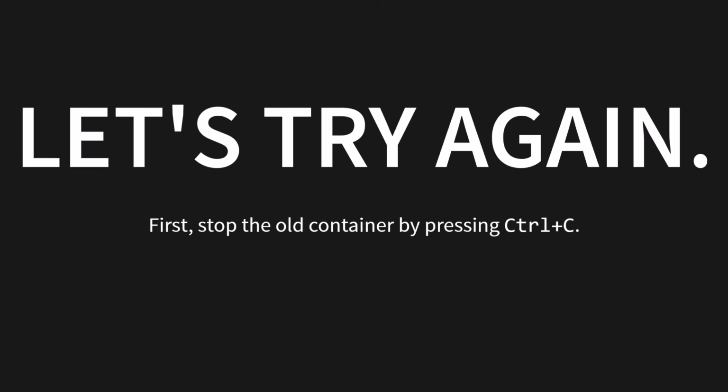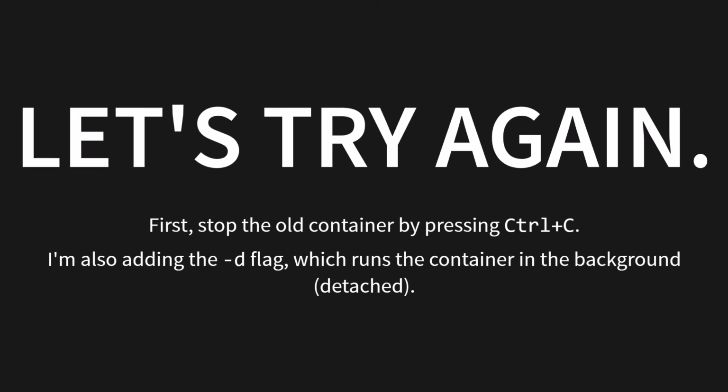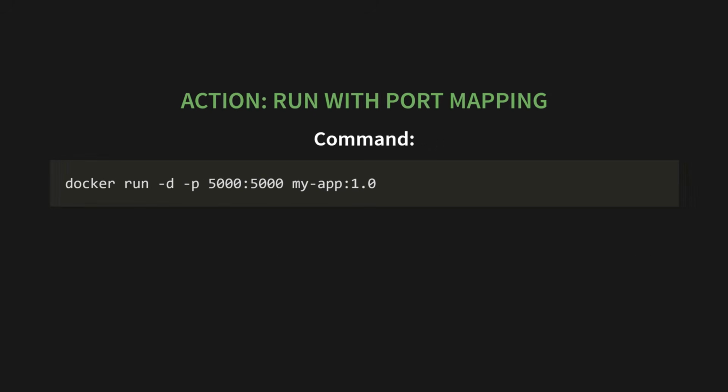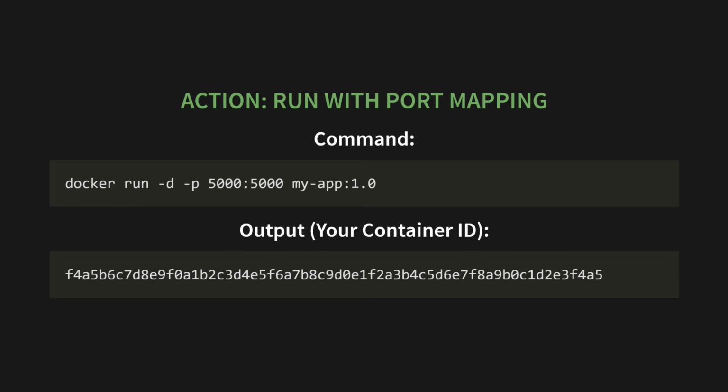Okay, this time I'm also adding the -d flag. This is really useful. It runs the container in the background, or detached, so you get your terminal back. So for the action, run with port mapping. The full command is docker run -d -p 5000:5000 my-app:1.0. And the output you'll get is this long string of letters and numbers. That's your unique container ID.